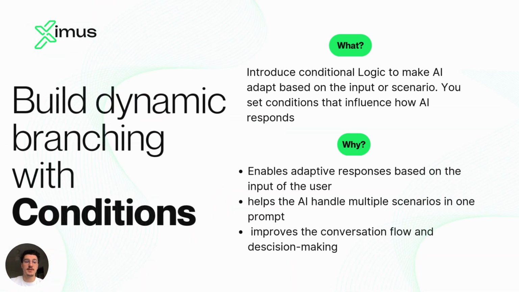Next up, build dynamic branching with conditions. We want to introduce conditional logic here to make AI adapt based on prior input or scenario. You set conditions that influence how the AI responds. Why would we do that? We want to enable adaptive responses based on the input of the user. It helps the AI to handle multiple scenarios in one prompt, and it improves the conversation flow and decision making.